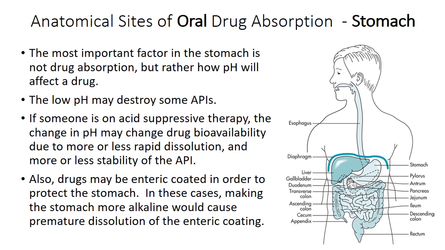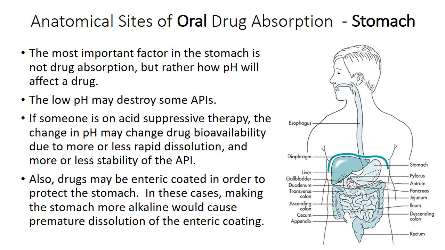So now the stomach. The most important factor about the stomach is not drug absorption, but rather how the pH will affect a drug. The low pH may destroy some drugs, so they have to be protected with an enteric coating. If someone is on an acid suppressive drug like a proton pump inhibitor or an antacid, the change in the pH may affect drug bioavailability due to more or less rapid dissolution, or it might alter the stability of the active pharmaceutical ingredient. So it's really important to understand that changing the pH of the stomach may affect other drugs, particularly their stability and their absorption.